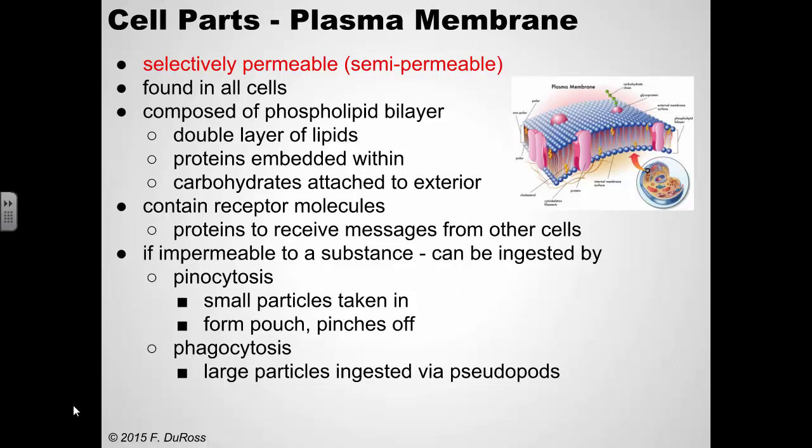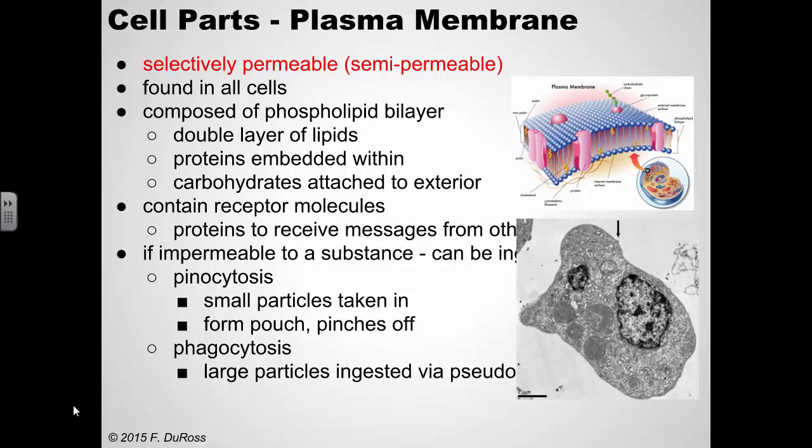Sometimes external material can be ingested into the cell through a couple types of active transport, pinocytosis and phagocytosis. Pinocytosis is when a small molecule comes into the cell, forms a little pouch, and then that pouch pinches off and is then inside of the cell. Phagocytosis is how an amoeba eats, basically surrounding molecules and engulfing them until they're inside of the cell.